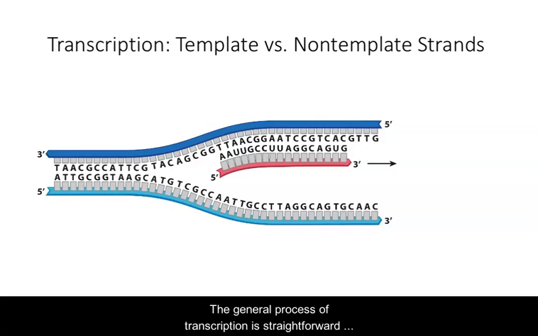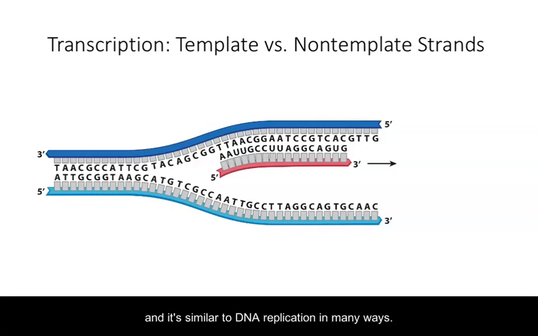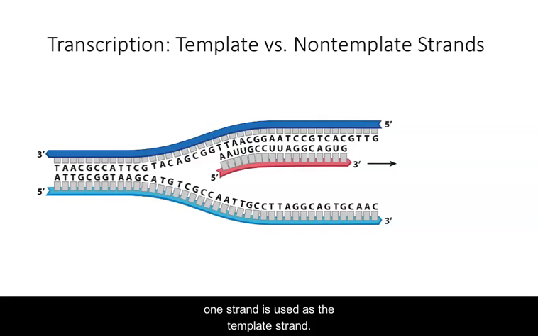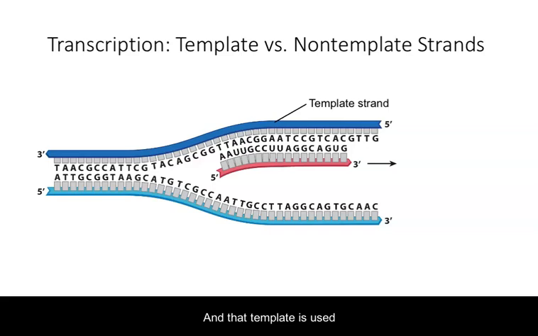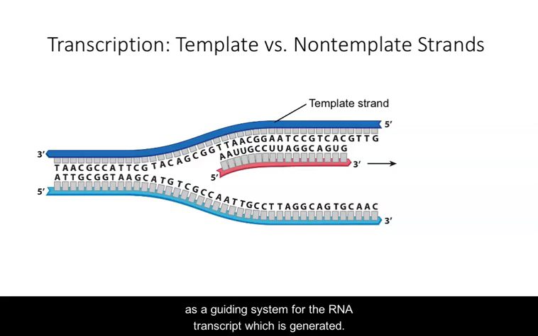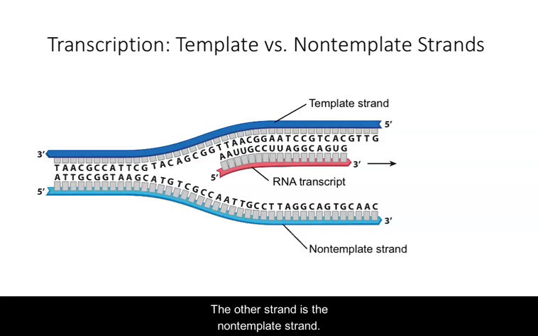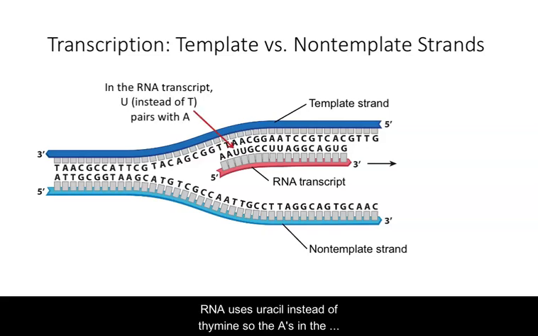The general process of transcription is straightforward, and it's similar to DNA replication in many ways. As a region of the DNA unwinds, one strand is used as the template strand. And that template is used as a guiding system for the RNA transcript which is generated. The other strand is the non-template strand. But RNA uses uracil instead of thymine, so the A's in the template strand are matched with U's in the RNA transcript instead of T's.